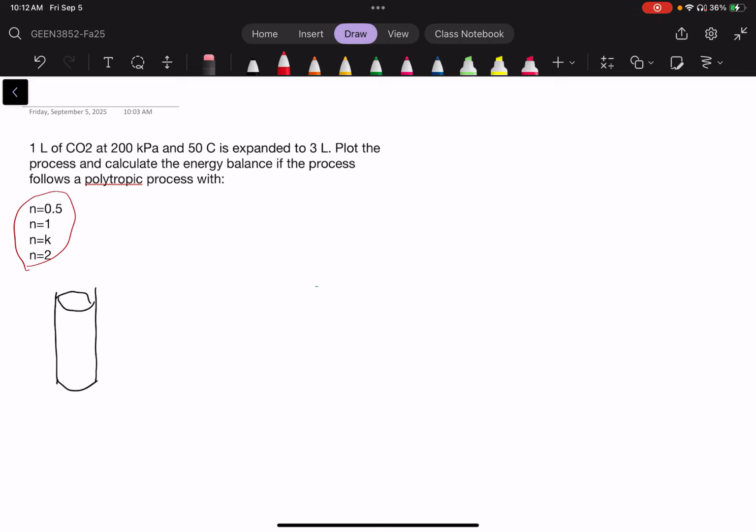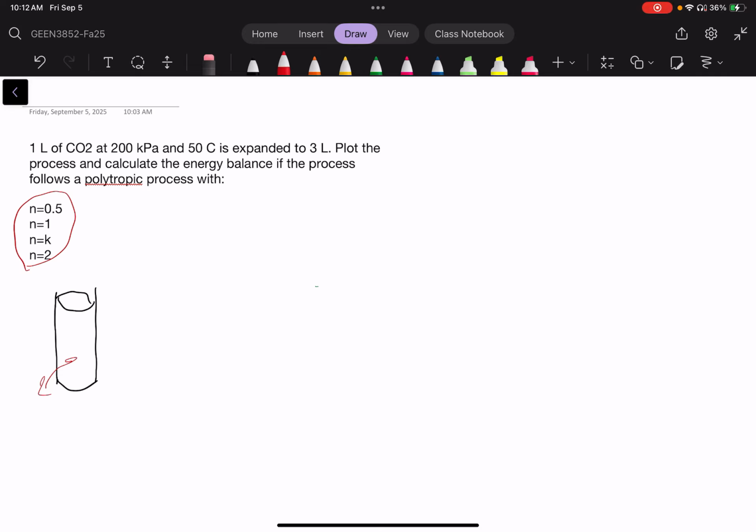And it wants me to solve the energy balance if the polytropic process follows these different numbers. What we'll see when we do this is how these values of N change things. All of these are going from 1 liter to 3 liters, but they change the process. They change how the pressure and temperature alter inside the cylinder, and also the heat transfer into and out of the cylinder.